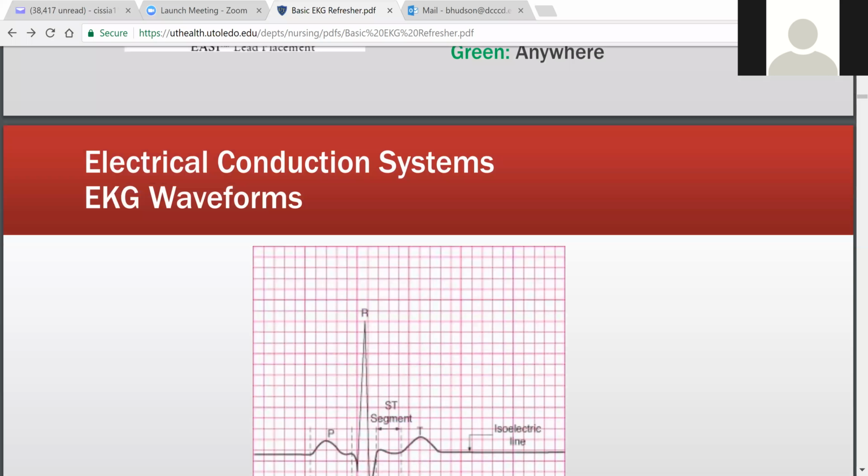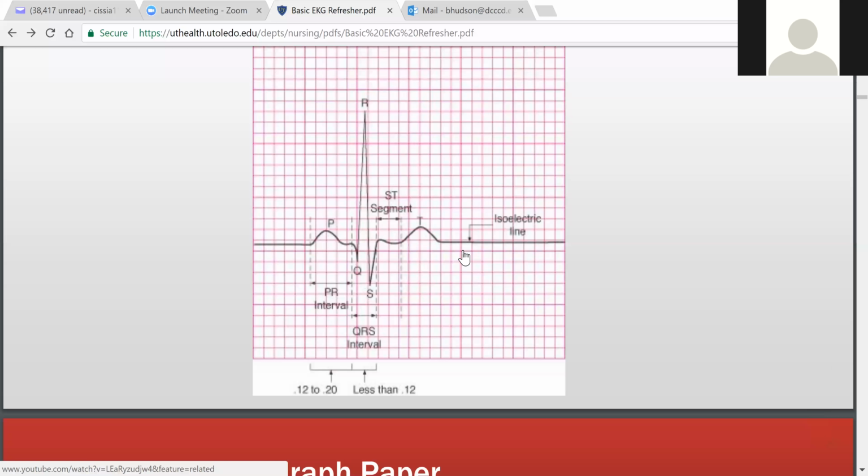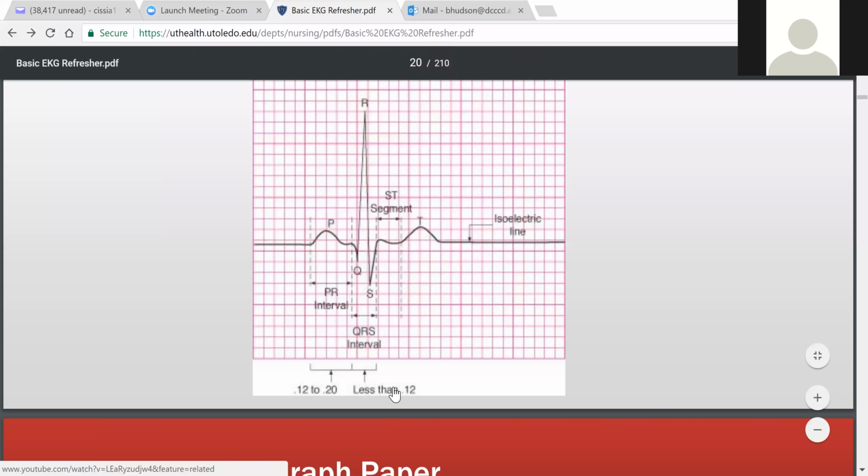So this is what an EKG strip looks like. And we talked about this in class on Tuesday, this isoelectric line. The P wave and the T wave should pretty much fall along that line. Our PR interval should be from 0.12 to 0.20, which is basically one of these square boxes. The next couple of slides will show you that. Our QRS complex should be less than 0.12.